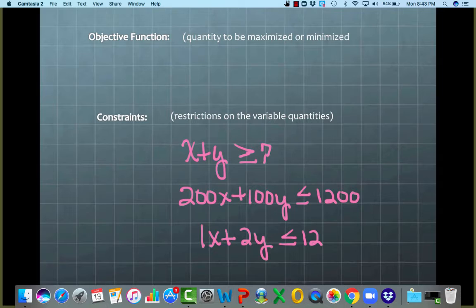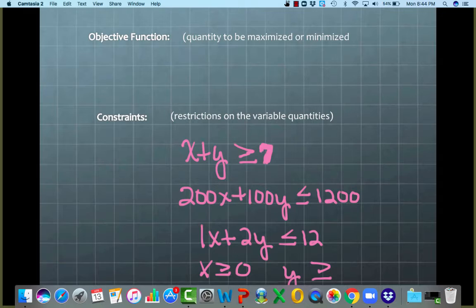Then there's 2 kind of understood constraints. So these are kind of restrictions on my problem. X has to be greater than or equal to 0 because X is the number of acres of wheat. Well, I have to have either 0 or more acres of wheat. And then Y has to also be greater than or equal to 0 because Y was the amount of rye that I was going to plant. So it has to stay greater than or equal to 0.